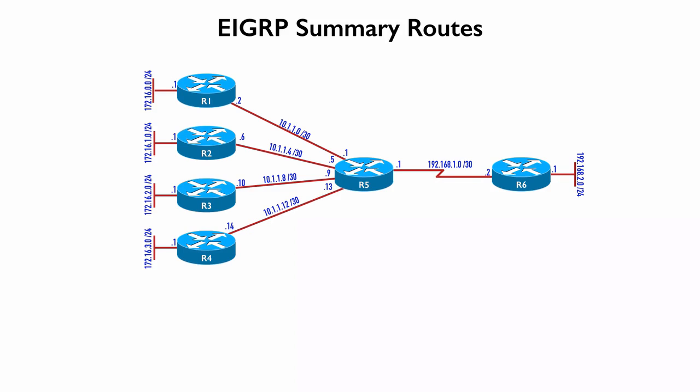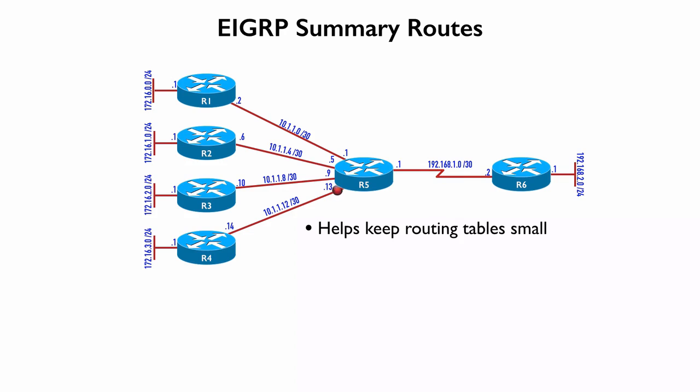We also have, between R1, 2, 3, and 4 and R5, the 10.1.1.0/30 network, the .4, .8, and .12 networks. Those might be good candidates to be summarized as well. Let's take a look at some of the characteristics of summarization.